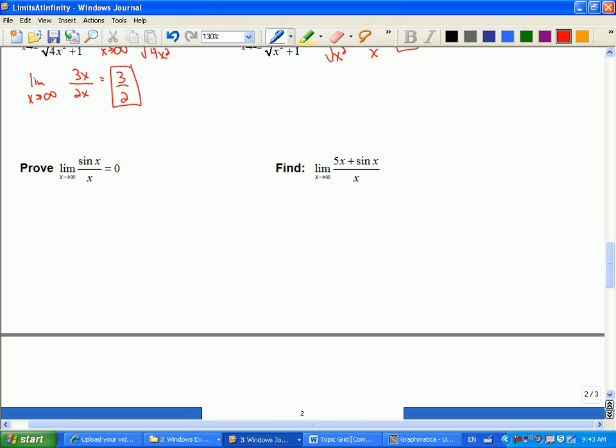Now let's think about, well, sine x over x. This is a strange one, right? Because if you're thinking about this, it's actually pretty easy to think about conceptually. We can prove it with a handy little theorem that you've learned about. But let's see what we have here. Can anybody describe why you think it is that sine x over x goes to 0?